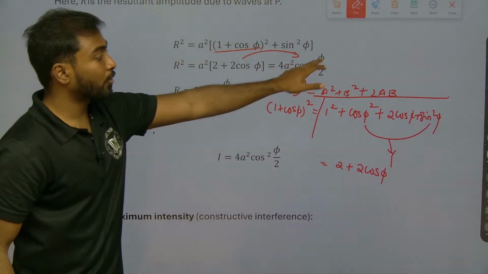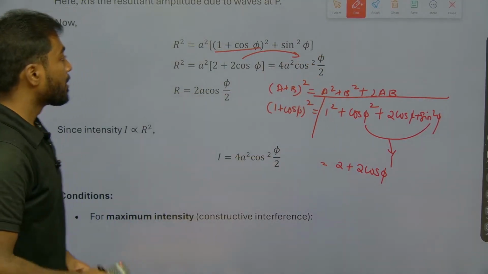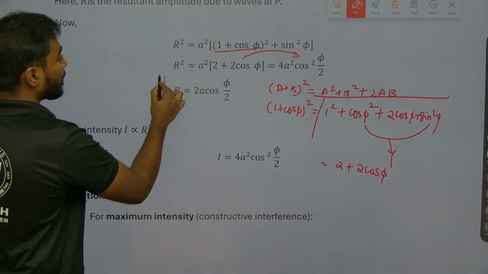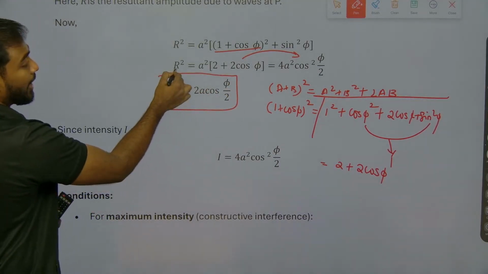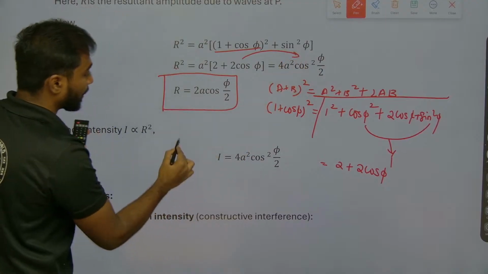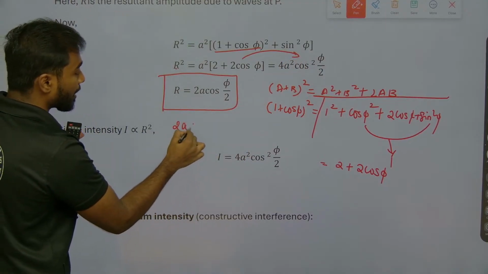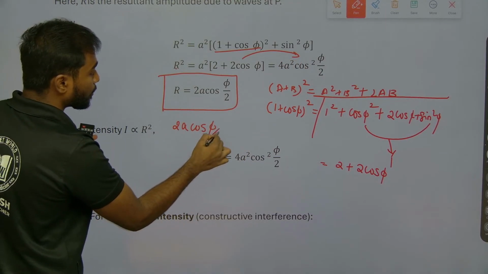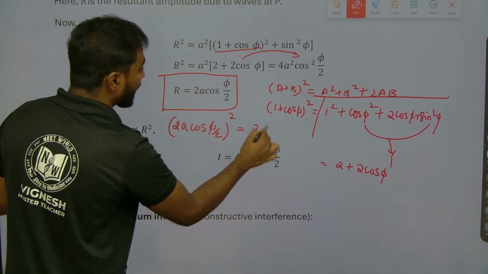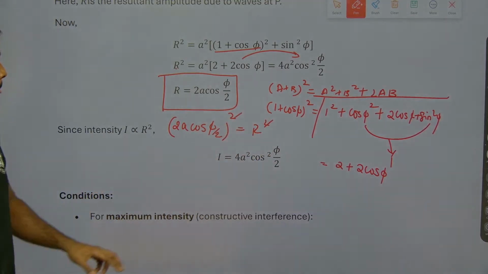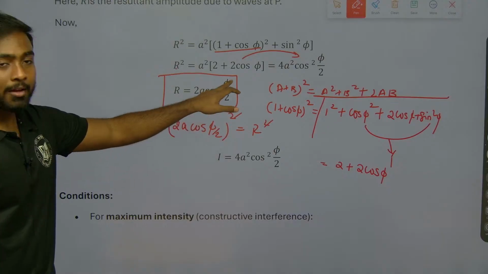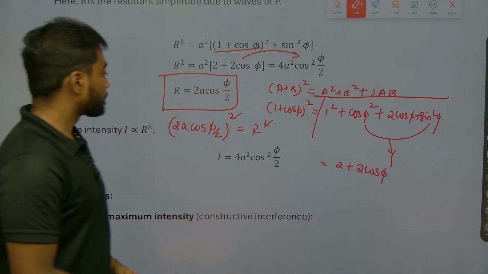So I can rewrite this as 4a square cos square phi by 2. So finally we will get, this is r square, this also square, so what I can do is 2a cos phi by 2 the whole square will be equal to r square, 2 will get cancelled, square. So r will be 2a cos phi by 2.